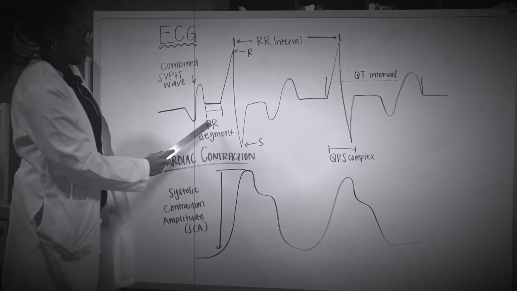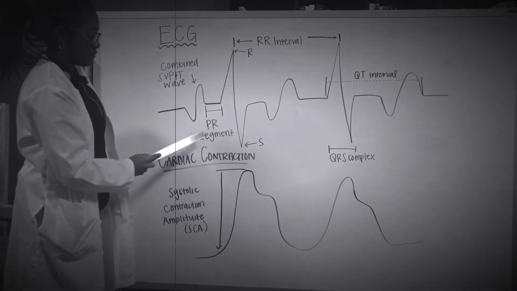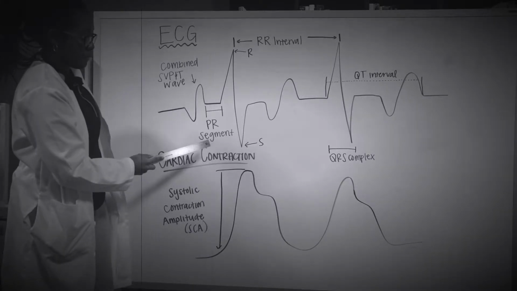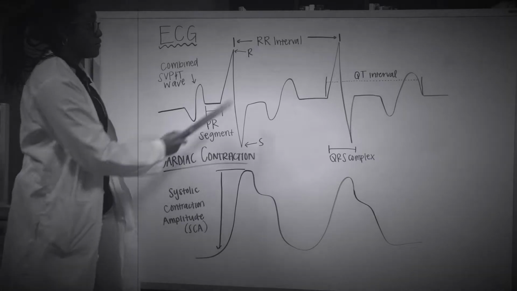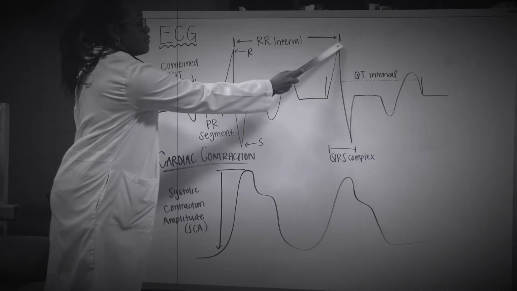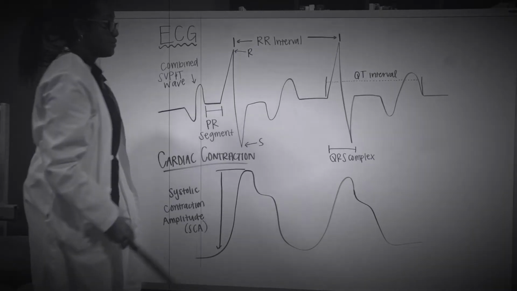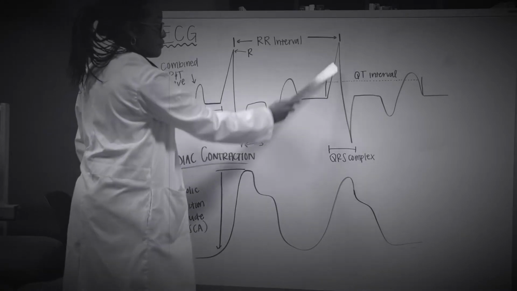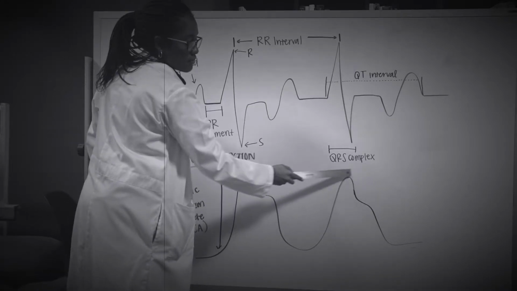The PR segment extends from the end of the SVP T wave to the beginning of the QRS complex, representing the time between atrial depolarization and ventricular depolarization. The RR interval was used to determine the heart rate by dividing 60 by the time between the peaks. The QRS complex indicates ventricular depolarization.